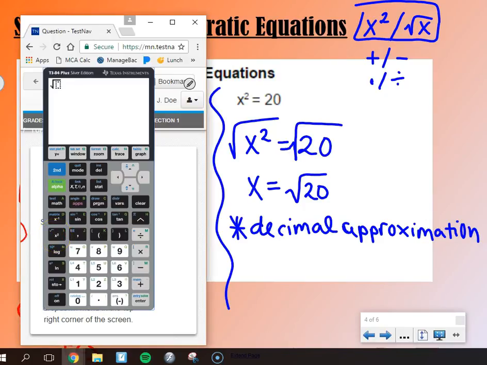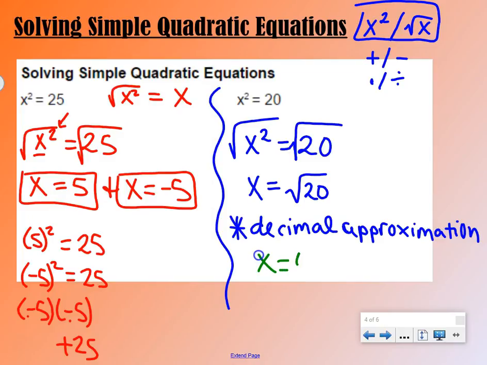We get the square root. We put in 20, and we get 4.47. So we'll just cut it off at 2 decimals, 4.47. We'll take that, and we'll say x equals 4.47, and we have to have the negative version as well.